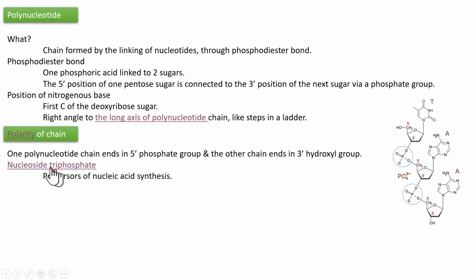That's about the polarity and the nucleoside triphosphate. With this, we can finish today's class and section. In the next section, we can learn about Watson and Crick model of DNA.